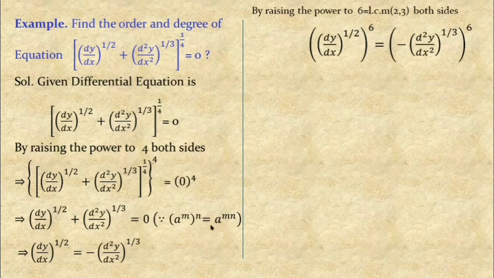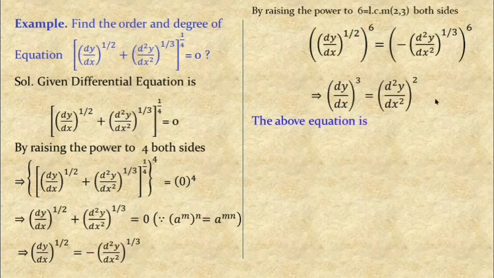Now again using the formula (a^m)^n = a^(mn), this term becomes whole cube, and this term becomes whole power 2. (-1) whole power 6 is again a positive number, that's why we get this. Now this is a polynomial form, because (dy/dx) whole cube has a positive integer exponent, and (d²y/dx²) whole square has a positive integer exponent, so it is a polynomial form. So the above equation is in the polynomial form.